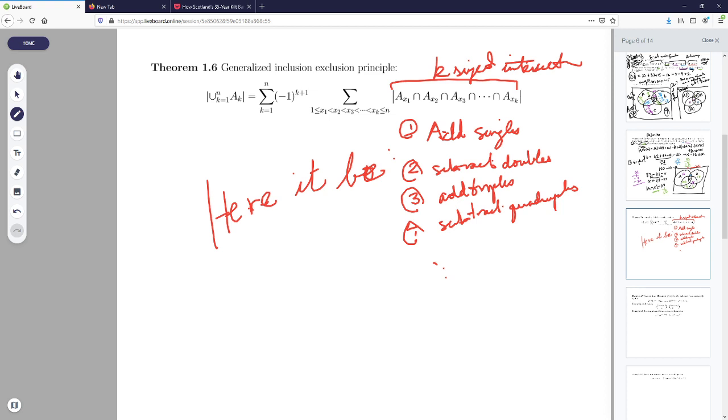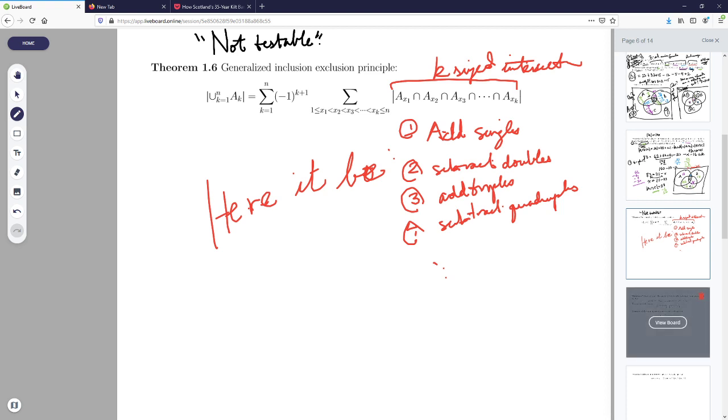I think maybe we'll make the determination this is not testable. Yeah, I didn't want to worry you guys too much.